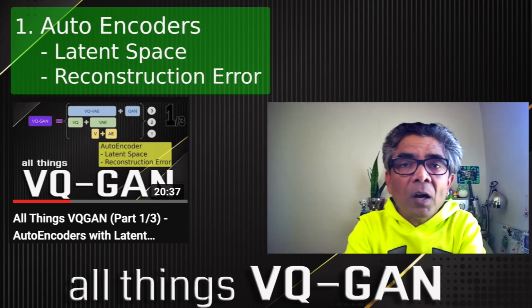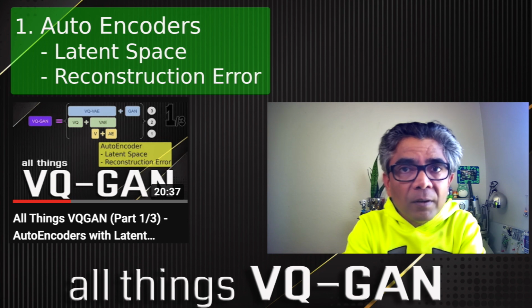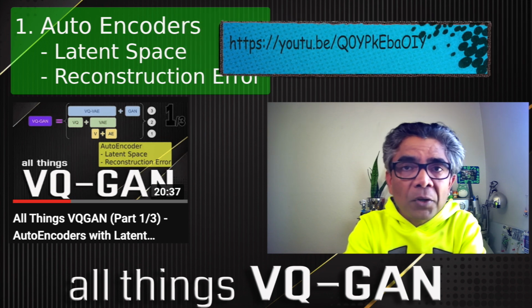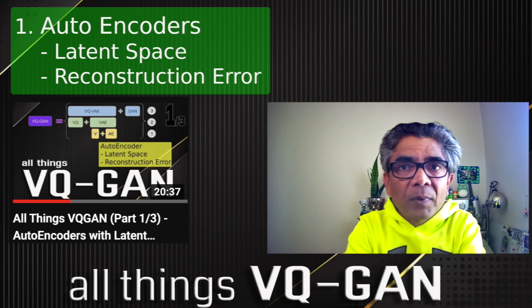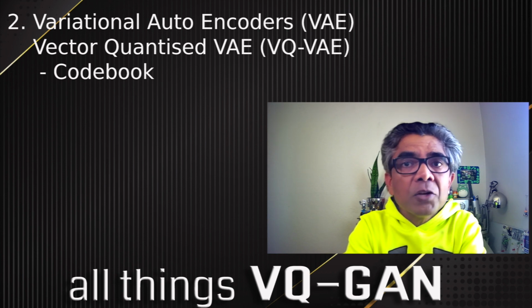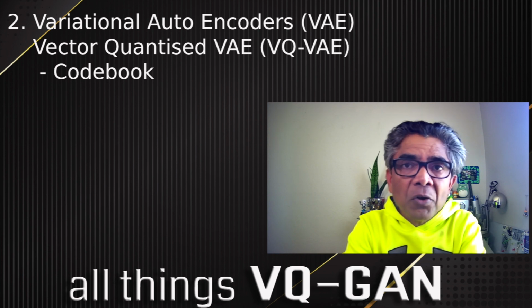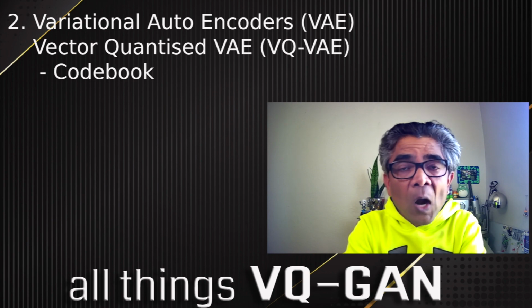In the first part of this All Things VQGAN series, we have covered AutoEncoder with extra emphasis on latent space and reconstruction error. If you haven't completed the tutorial, here is the link for you to complete it before jumping to the second part. In this second part, we are going to cover Variational AutoEncoder and VQ or the Vector Quantized Variational AutoEncoder with most emphasis on the codebook.